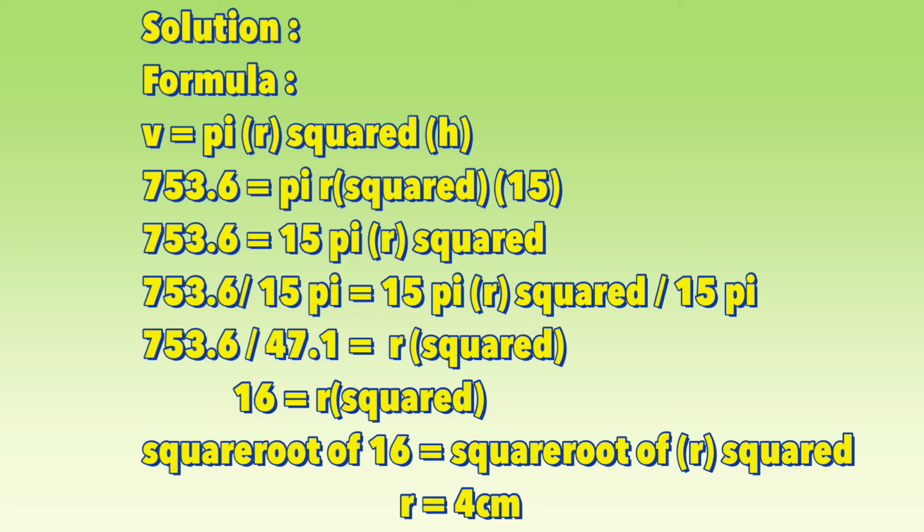Then we're going to multiply 15 times pi equals 15 pi r squared, and the volume just copy only, just bring down, and we have to divide 15 pi by 15 pi on both sides of the equation, and the result of this is 753.6 divided by 47.1 equals the radius squared is equal to 16, and we're going to find the square root of 16, so therefore the radius is 4 cm.